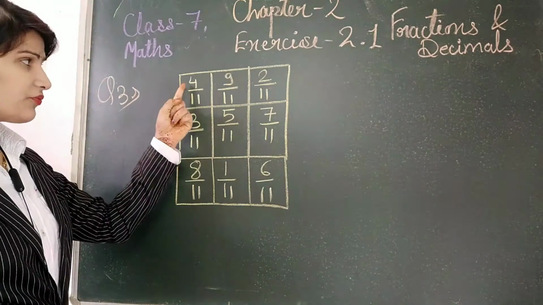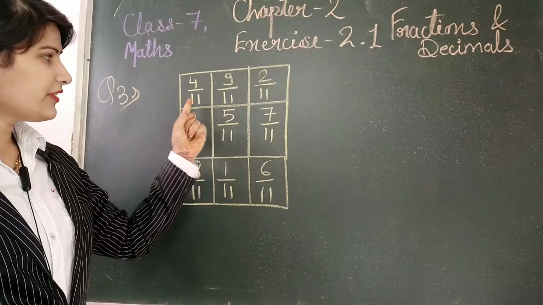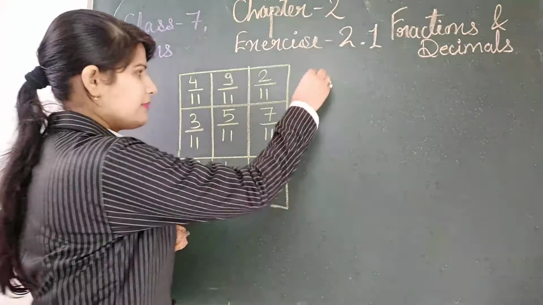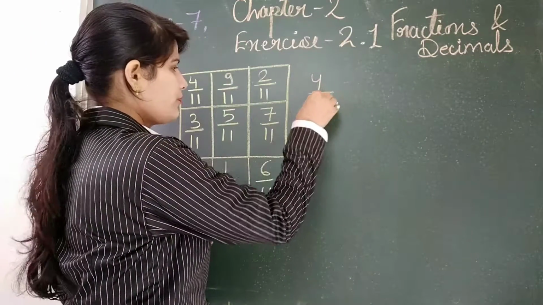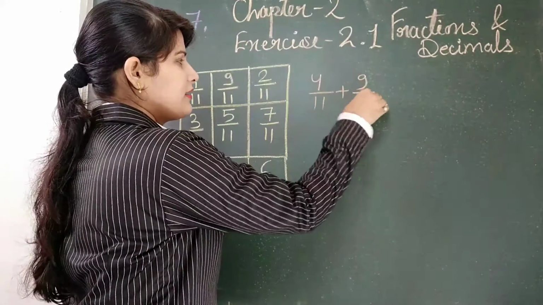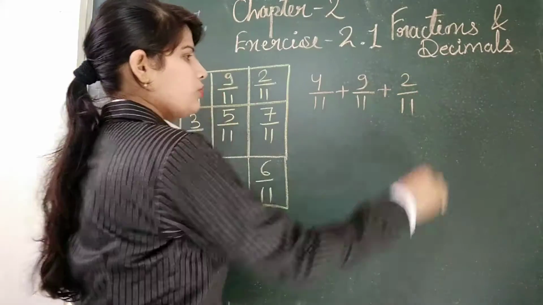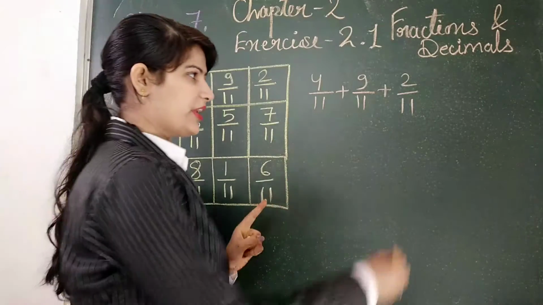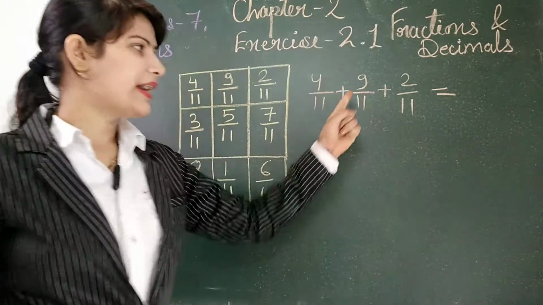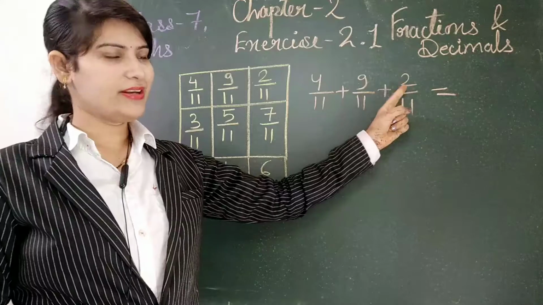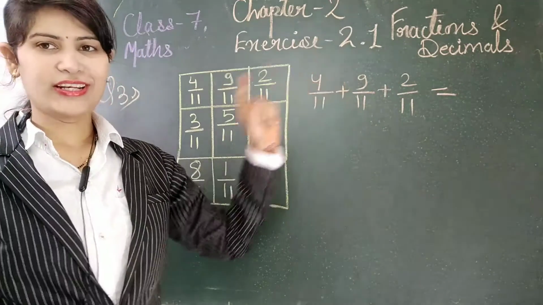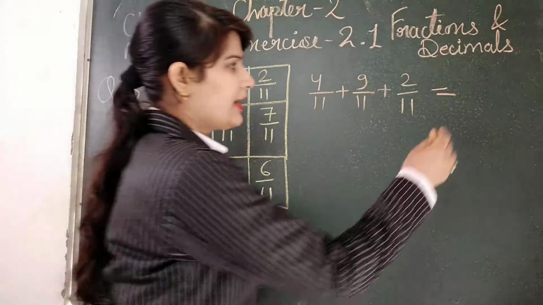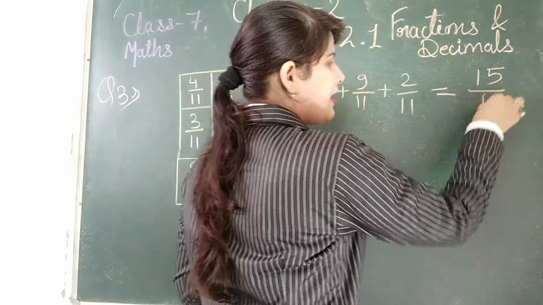Now 4, 9, 2. If the denominator is the same, no need to take LCM, right? I am writing first row: 4 plus 9 plus 2. Okay. If the denominators are the same, no need to take LCM. Okay. Now 9, 10, 11, 12, 13, 14, 15. What is our sum of first row? It is 15 upon 11.